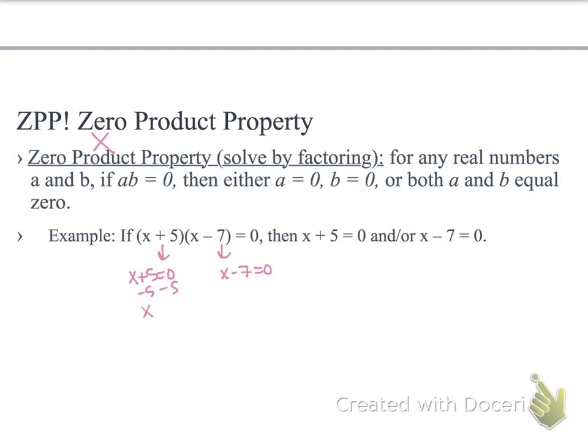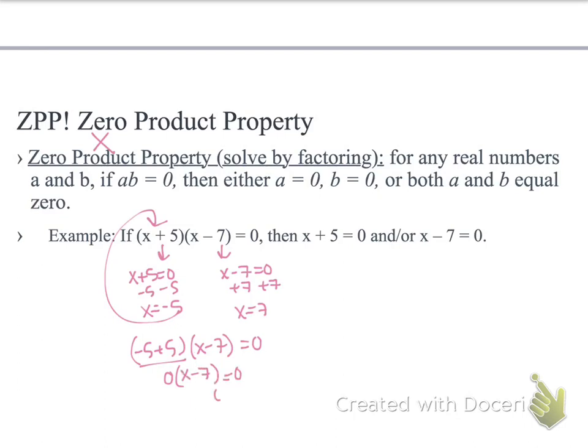So this one I would subtract 5 and get x equals -5. I would add 7 and get x equals 7. The reason that we do this by setting them equal to 0 is because if I plug it back in here, x plus 5 times x minus 7 equals 0. -5 plus 5 will get me 0, and 0 times anything is going to get me 0.